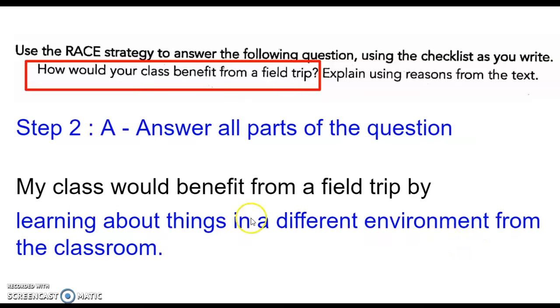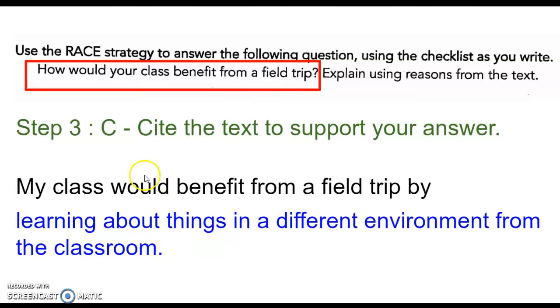You can also say something like, by giving us a chance to see things in the real world, kind of like it says in the text. There's numerous ways you can answer this, a bunch. This is just one I chose, learning about things in a different environment from the classroom. So now we're on step 3. We're going to cite the text to support our answer.